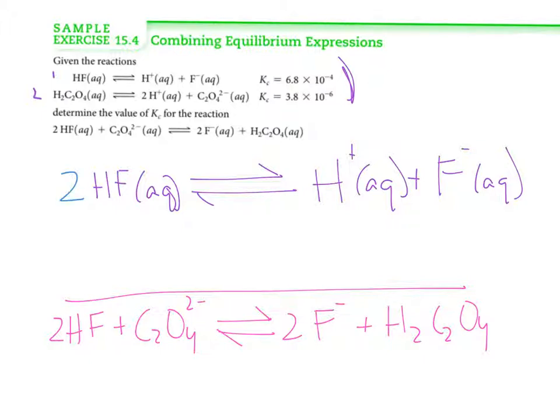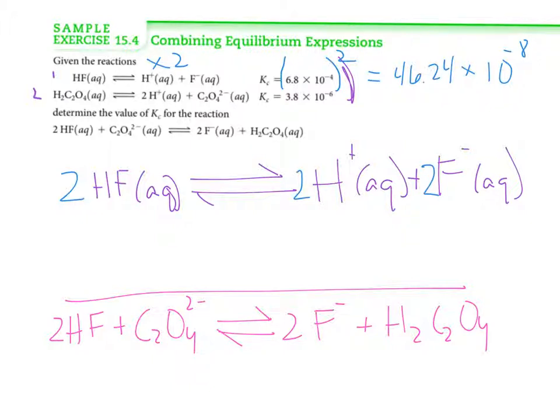So 2, 2, 2. Now, if I multiply this by 2, what do I have to do to this equilibrium constant? Let me look on my notes. Oh, when I multiply, I have to raise that to a power. So I'm going to take this and raise it to the second power, because I've multiplied this by 2. Actually, let's rewrite it now. 6.8 to the second power is 46.24, and 10 to the negative 4 to the second power is 10 to the negative 8th.